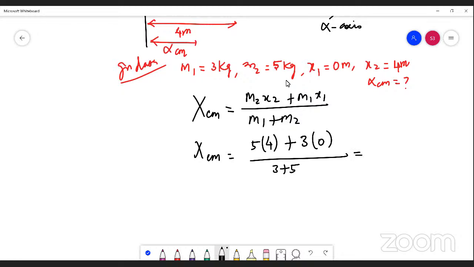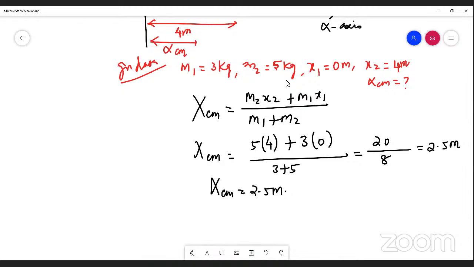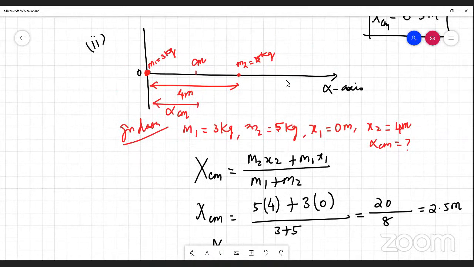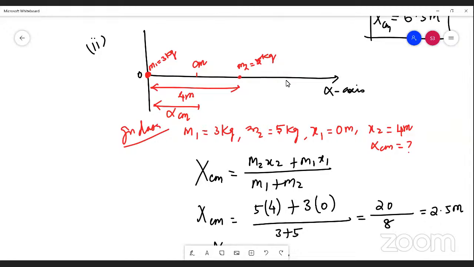If you look at the case here, this is 20 plus 0, divided by 8. So 2 8s are 16, 4, so 2.5 meter. So X_CM is equal to 2.5 meter. The position of center of mass from the 3 kilogram mass is 2.5 meter. The position of center of mass from the origin is 2.5 meter, and it is at a distance of 1.5 meter from the 5 kilogram mass.